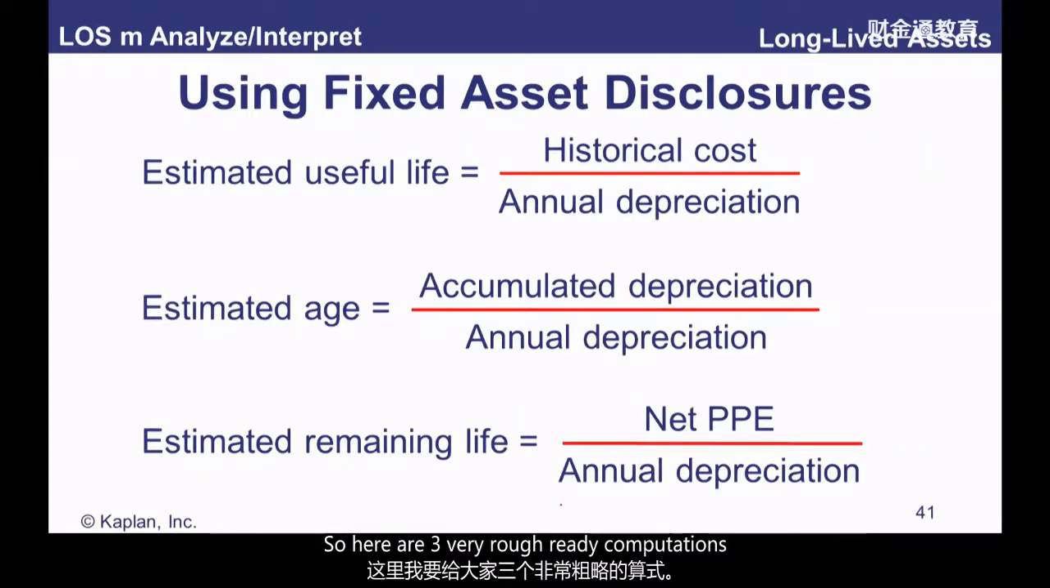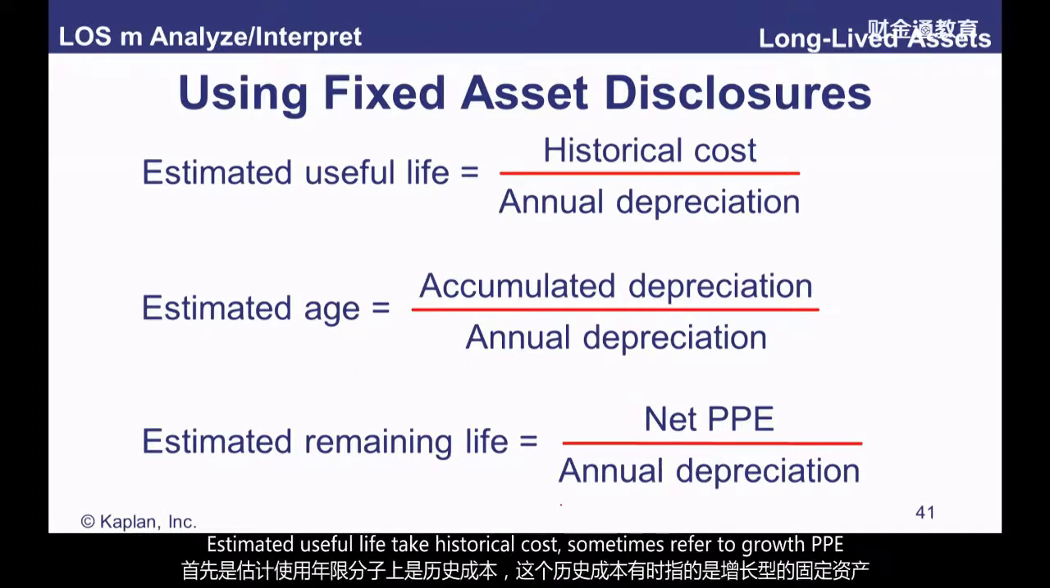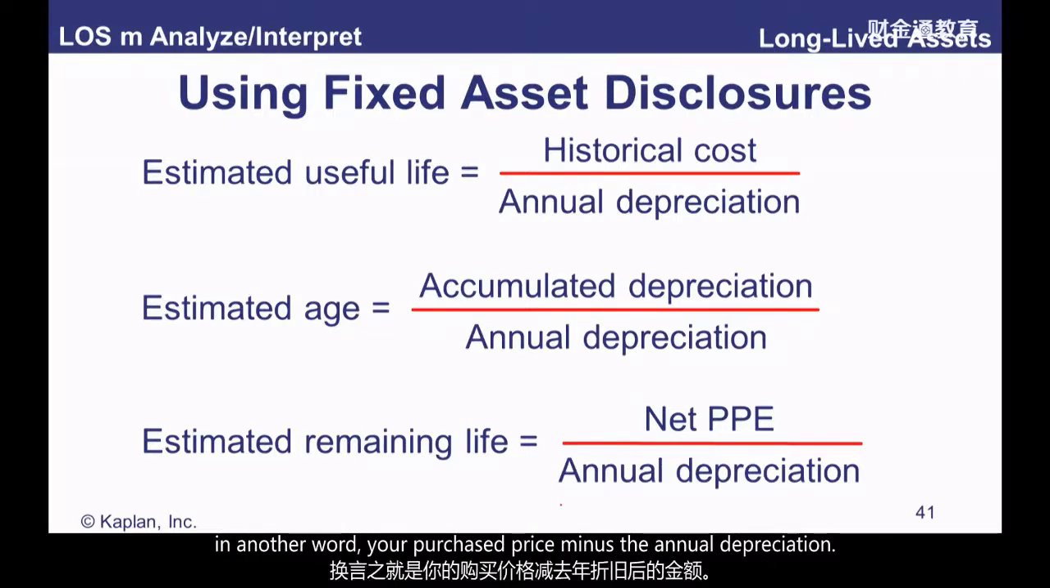So here are three very rough and ready computations. Estimated useful life, take historic costs, sometimes referred to as gross PP&E, in other words, really your purchase price, minus the annual depreciation.